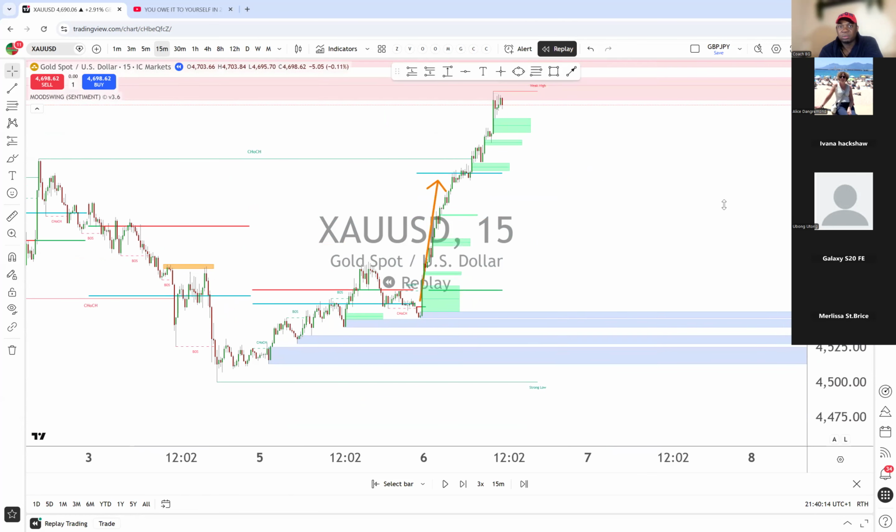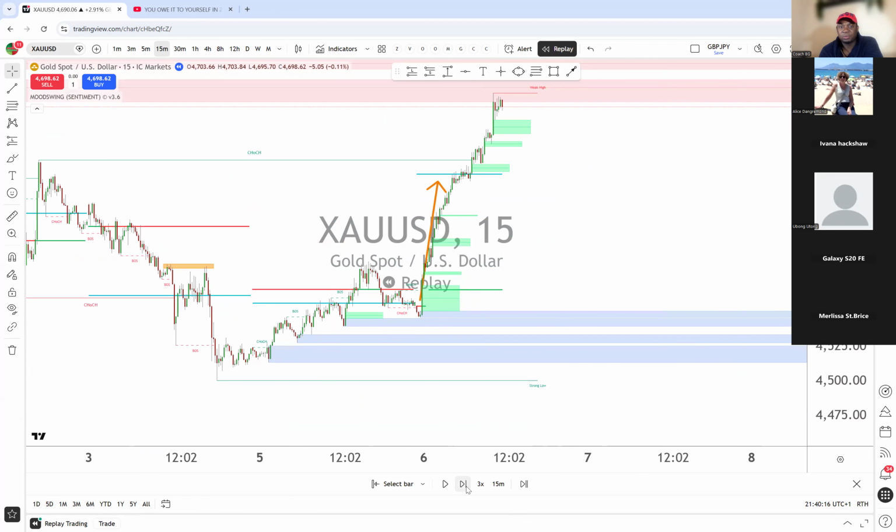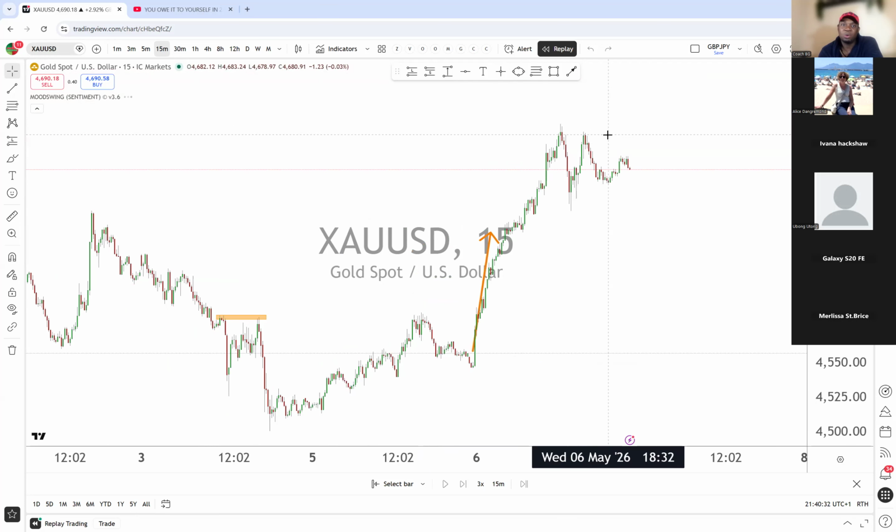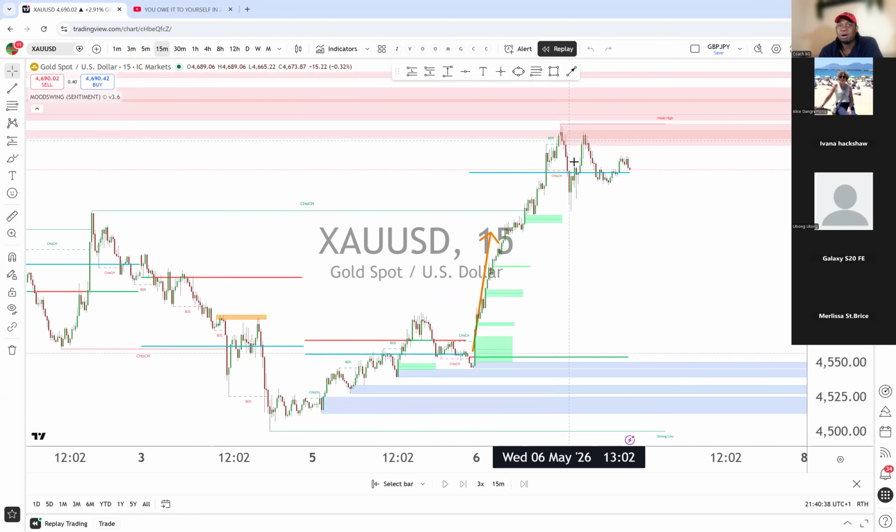So if I play this through, right? So we had the new order block here. See that? And this is where we got the trading opportunity for this afternoon. So that's the importance of not trading those old order blocks and making sure that we're trading new order blocks that were formed on the day, right?